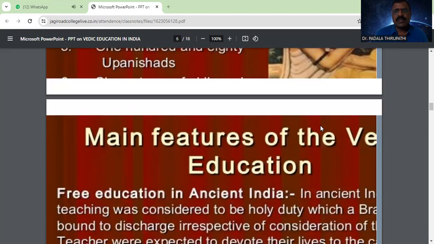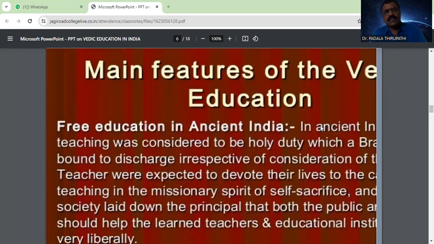Then the main feature of Vedic education. What is the main feature of education? Number one, free education in ancient India. In ancient India, teaching was considered to be a holy duty, which Brahmans were bound to discharge irrespective of any consideration. The teachers were expected to devote their lives to teaching in the missionary spirit of self-sacrifice.